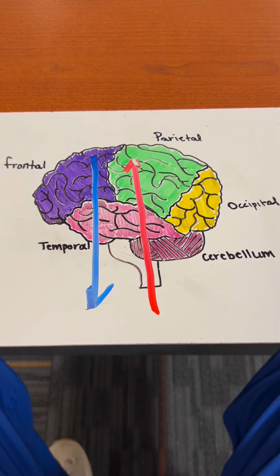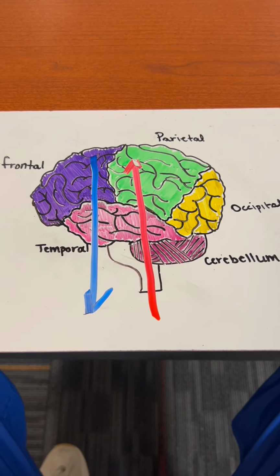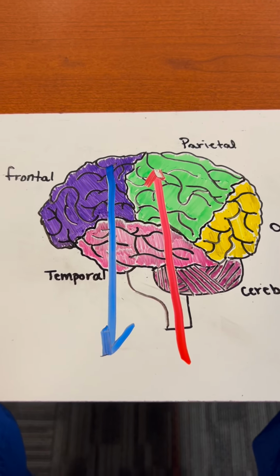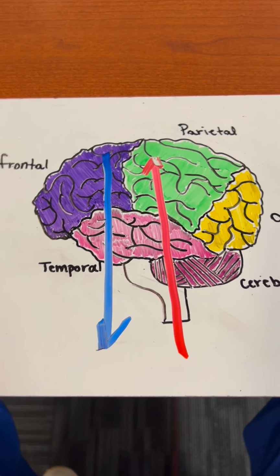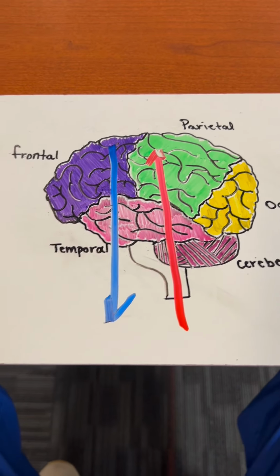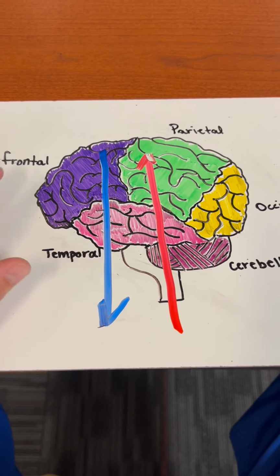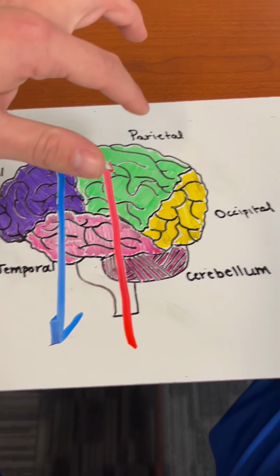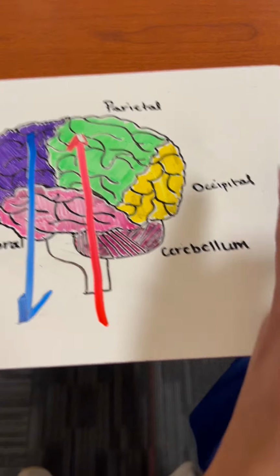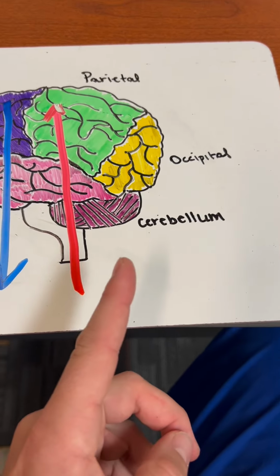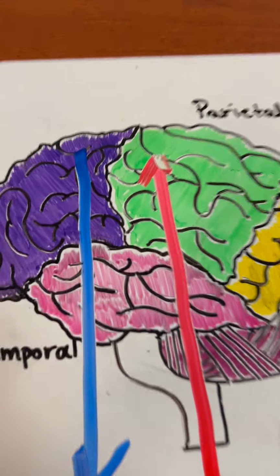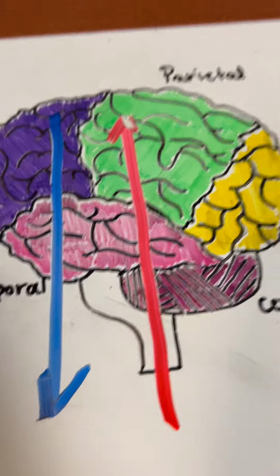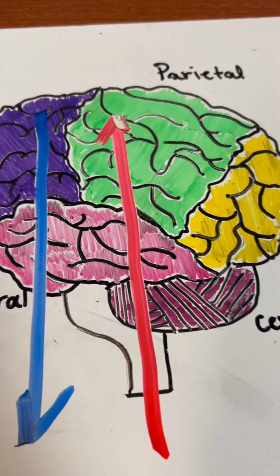All right, we already talked about the pathway of our nervous system in the spinal cord going from sensory to motor. Now we're going to talk about how information travels in our brain. So first, we're just going to talk about the lobes of the brain. We've got our frontal lobe, our temporal lobe, our parietal lobe, occipital, and our cerebellum. And as you can see, right in between the parietal and the frontal lobe, there's this little line that's called our central sulcus.